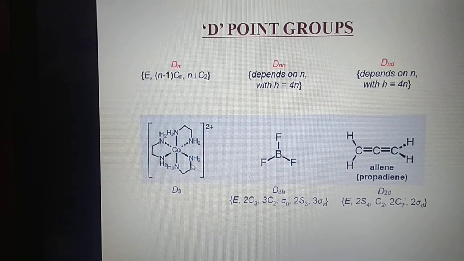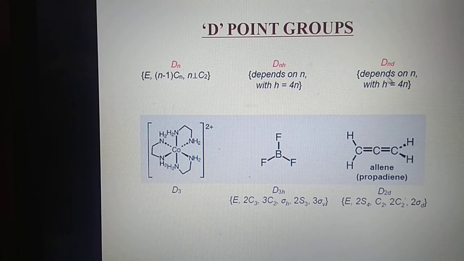So here the principal axis would be C3, but there must be 3 C2 axes that are perpendicular to the principal axis C3. So the example is tris(ethylenediamine)cobalt(II). Okay. Next one is the Dnh point group. Again, Dnh means there must be some principal axis C3. Next to C3, n C2 axes must be perpendicular to this principal axis, and there must be the presence of sigma h. Here the example is BF3, which is a planar molecule and satisfies all these conditions.